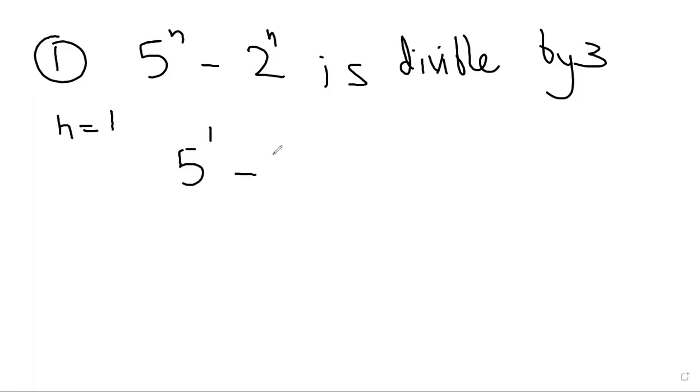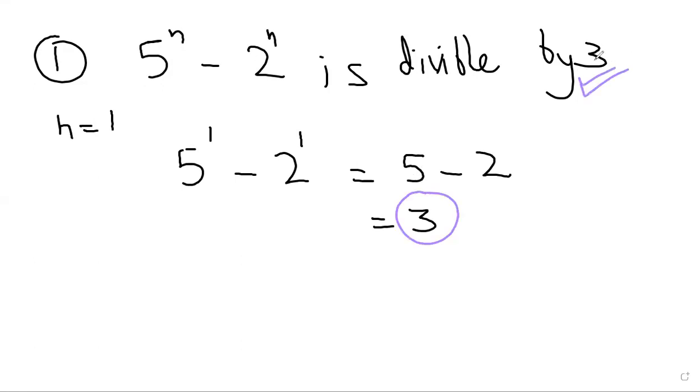5 to the power 1 minus 2 to the power 1. 5 minus 2 gives you 3. Definitely 3 is a number that is divisible by 3. It means that it is true for n is equal to 1.